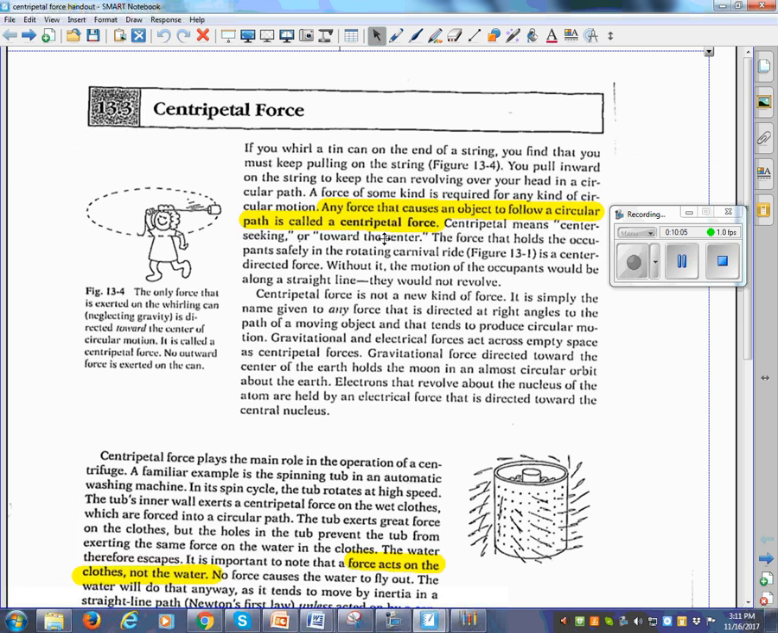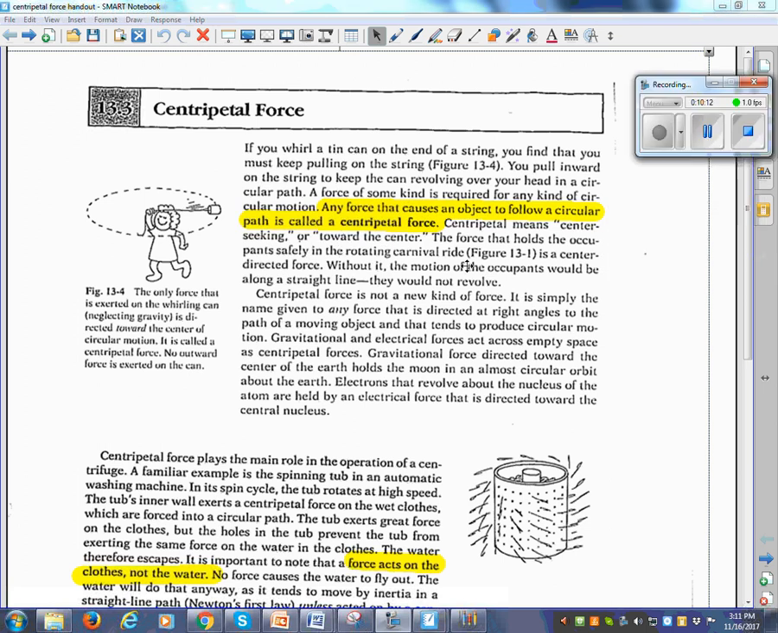Centripetal force. It's highlighted there for you. Centripetal means center-seeking or toward the center. The force that holds the occupant safely in the rotating carnival ride is a center-directed force. Without it, the motion of the occupants would be along a straight line and they would not revolve.